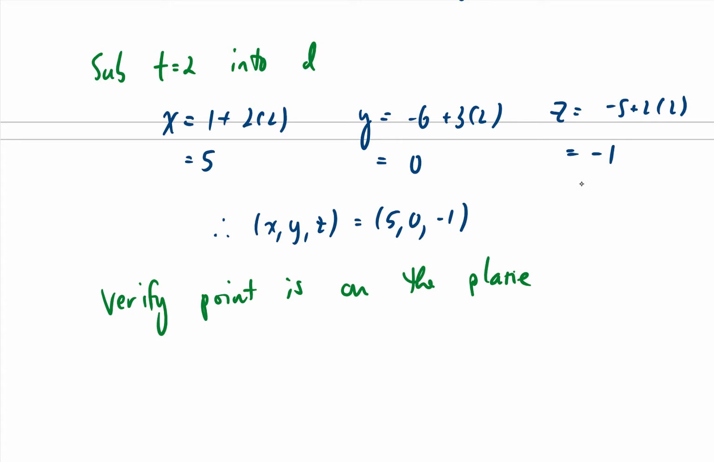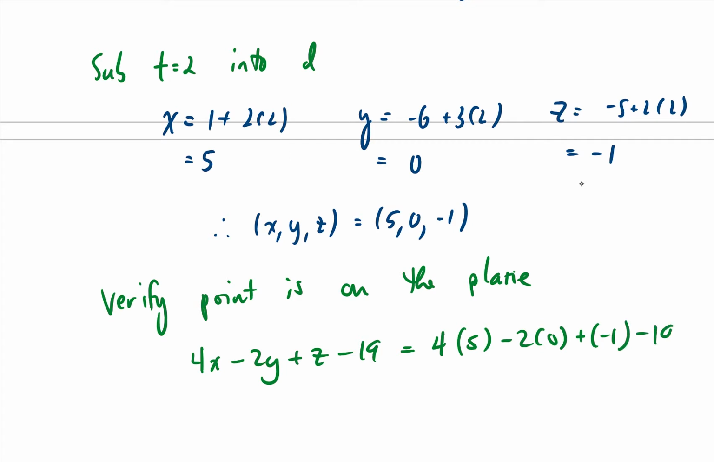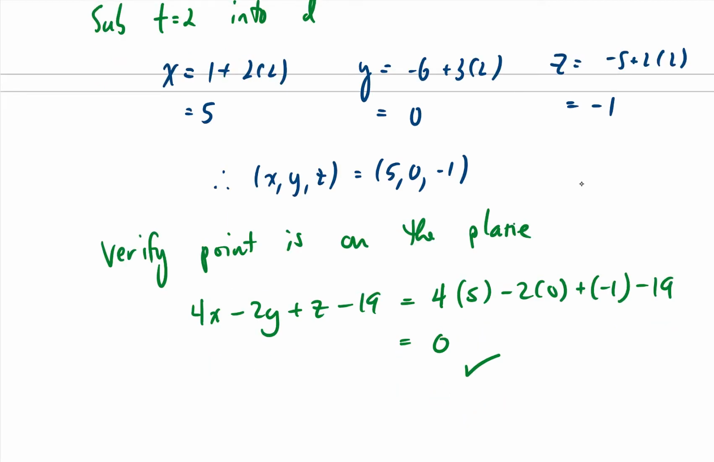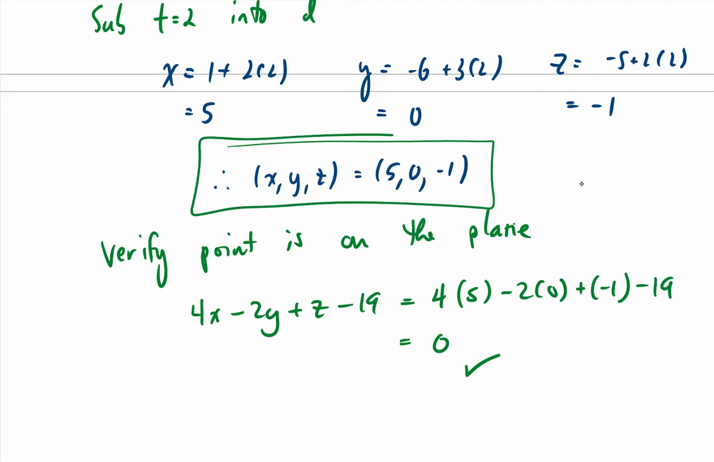And all you do is take the equation of the plane, which is 4x minus 2y plus z minus 19. And then let's see if we get 0. So we do 4 times 5 minus 2 times 0 plus negative 1 minus 19. 4 times 5 is 20, and then that's minus 20. So we get 0. And now we have shown that this point is also on the plane. So this is indeed the point of intersection between the line and the plane.